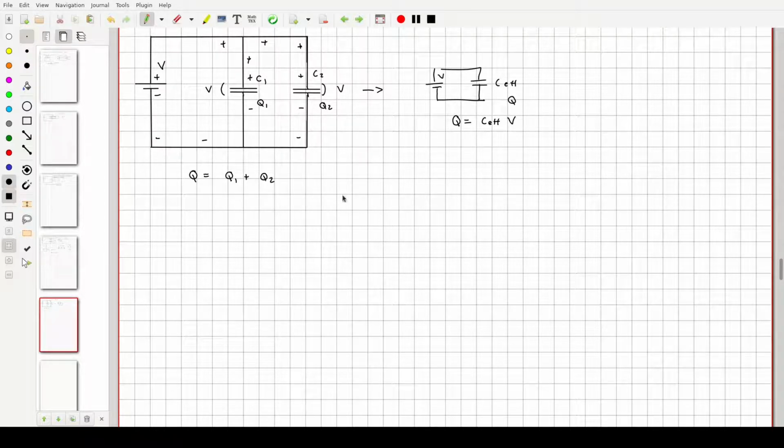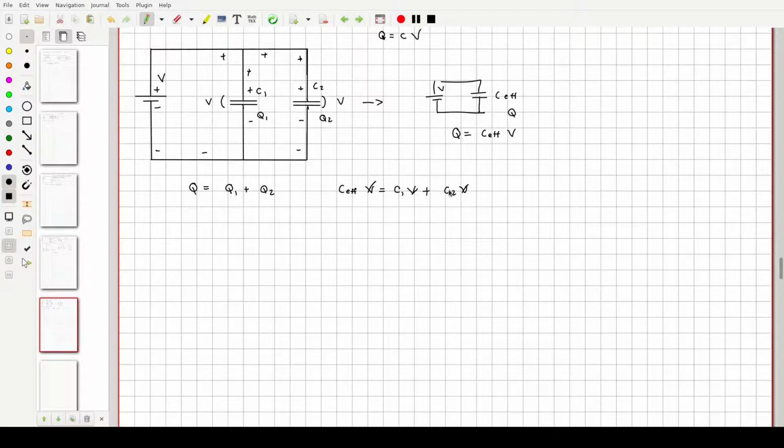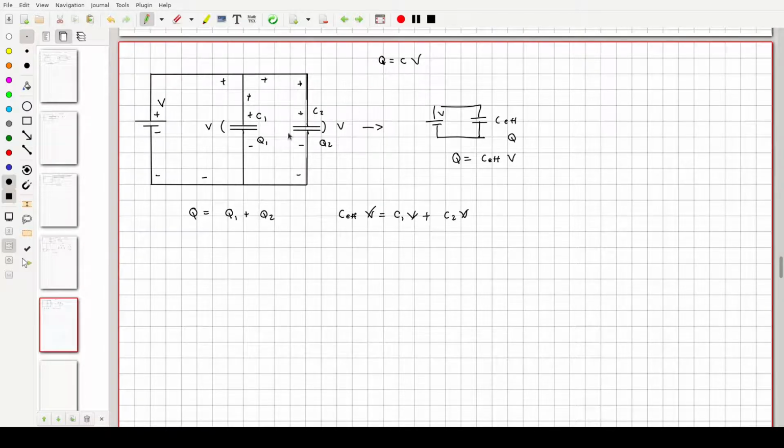Q is equal to C effective times V, so that would be C effective times V is equal to Q1 plus Q2. Q1 is equal to C1 times V. Q2 is equal to C2 times V, since the voltage is the same. And the V's cancel because the voltages are all the same. And now we have a rule for adding capacitance for capacitors that are in parallel. And that's that your effective capacitance is equal to, you're just adding it up.